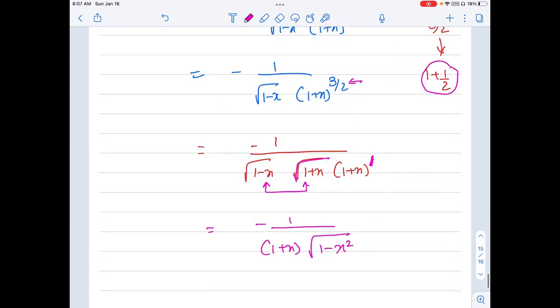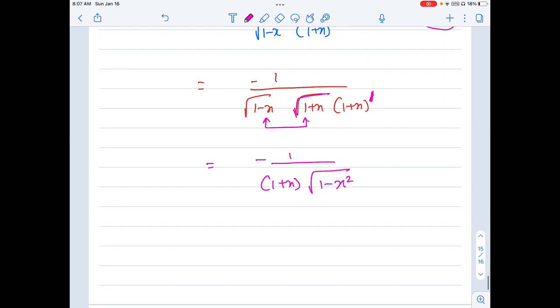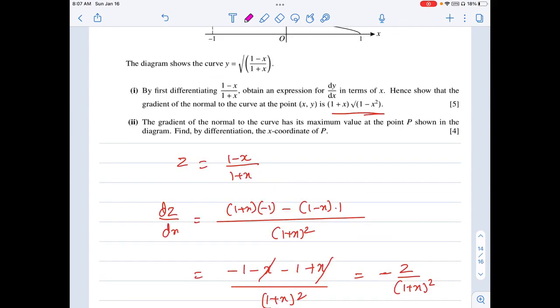Now the terms under the square root become a plus b times a minus b, which is a square minus b square. This is the slope of the tangent. Derivative means slope of tangent. So the slope of normal will be the reciprocal with the sign changed. So it will be 1 minus x square under root times 1 plus x. This is going to be the slope of the normal. Finally, that's the reason it is a 5 marks question.